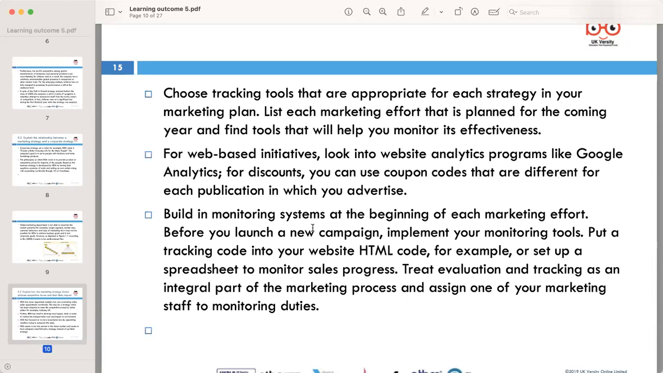So it is very essential to incorporate a monitoring system at the beginning of each marketing effort. Before launching a new campaign, implement tracking tools. This might involve adding a tracking code to your website's HTML code, or setting up a spreadsheet to monitor sales progress. So treat evaluation and tracking as integral parts of the marketing process, and assign a member of your marketing team to handle monitoring duties.